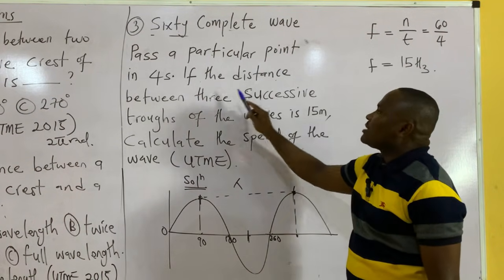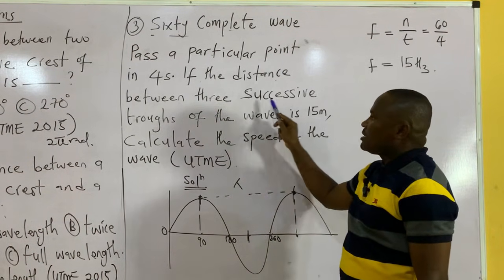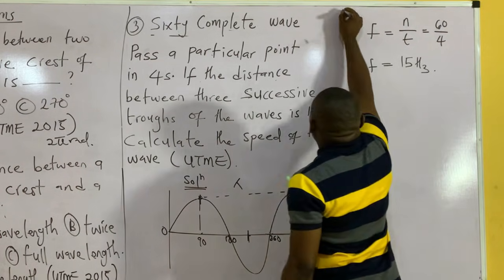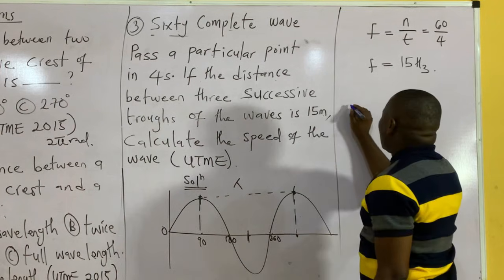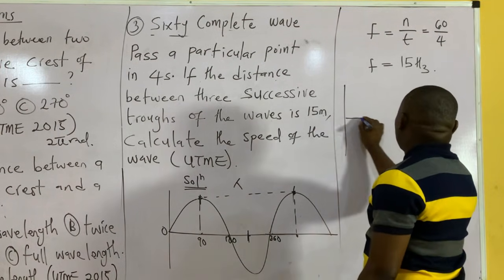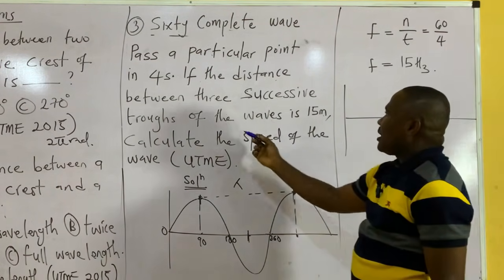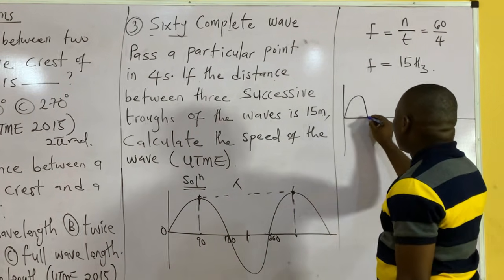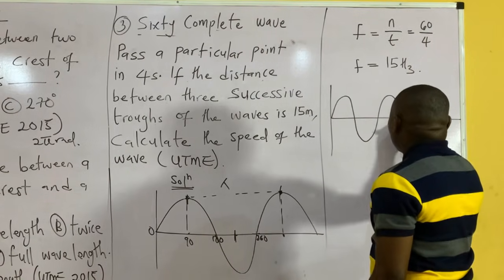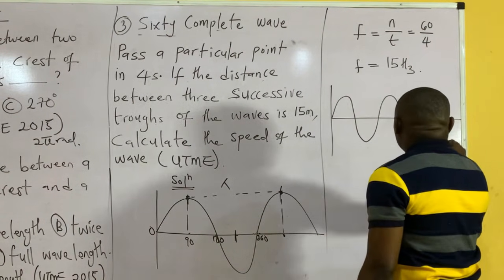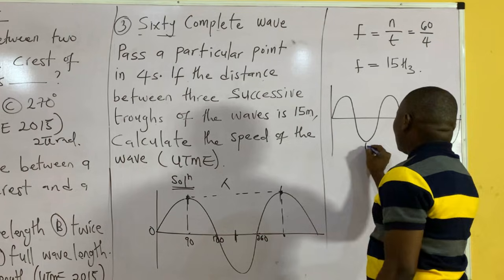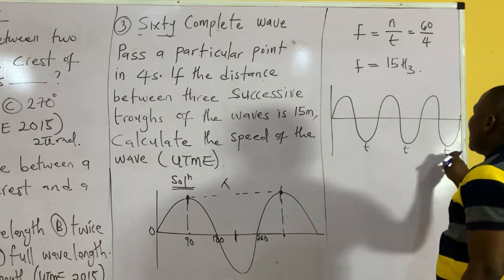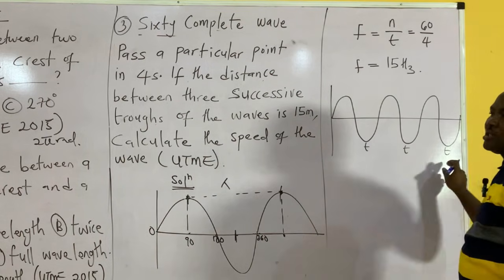60 complete waves pass a particular point in 4 seconds. If the distance between 3 successive troughs of the wave is 15 meters, how can that be solved? It means that if I have a wave of this nature, I will have a wave with 3 successive troughs. So this is a crest, this is a trough, this is a crest, this is a trough, this is a crest, and this is a trough. This is a trough, this is a trough, and this is a trough. So this is an example of 3 successive troughs.